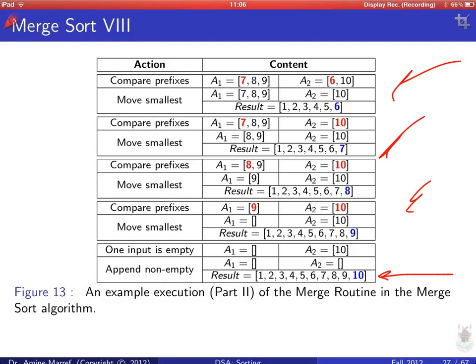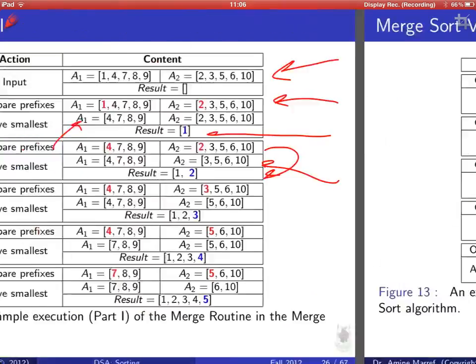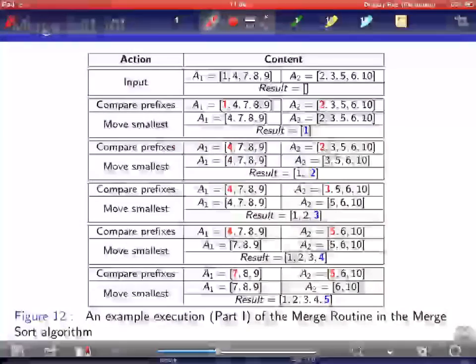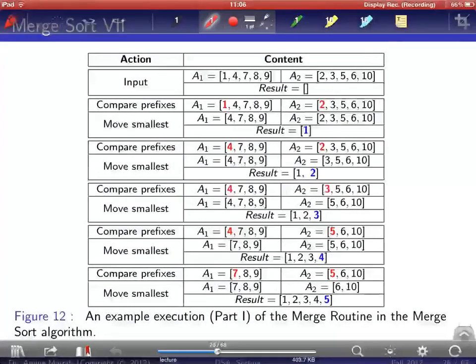So at the end, we remove everything. I mean, both subsequences are empty, and the result is in order. Why is it in order? Because the two sequences initially were in order.